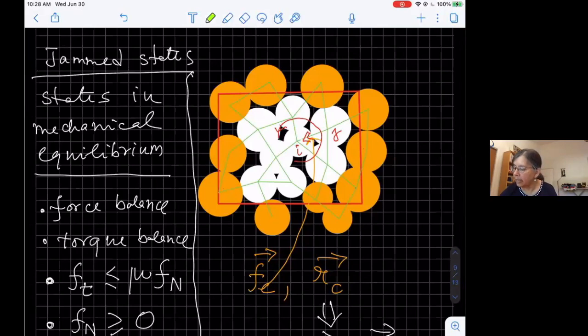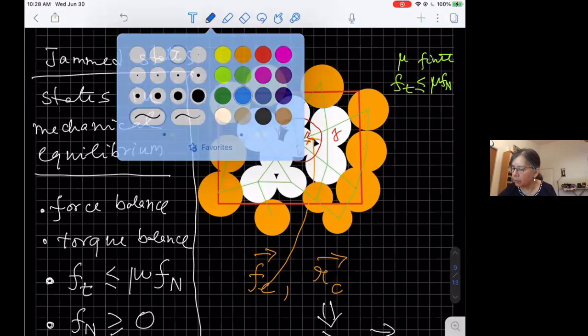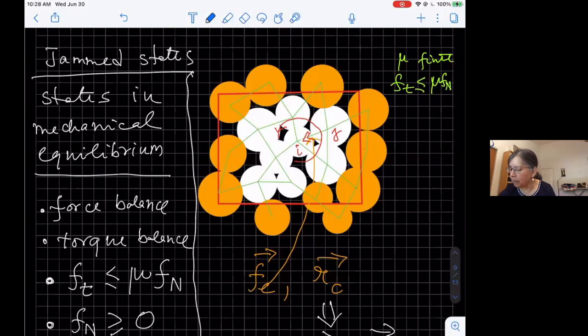What I'm trying to say is, if mu is finite, then I have this constraint that Ft is less than or equal to mu Fn. It's an upper bound. So from a constraint counting perspective, there are two kinds of contacts. Let's say on this contact that I have circled in blue, Ft is equal to mu Fn. On those contacts, I have only one unknown, because Ft is determined once Fn is known.